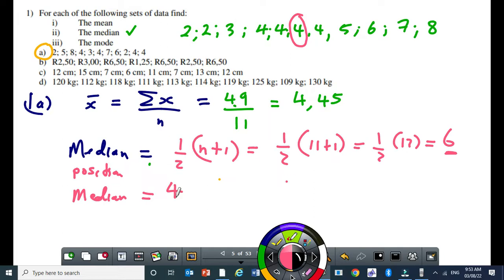Alright, wait. What's the mode? 4. The mode is what? 4. It's going to be 4. Okay? The mode is 4.